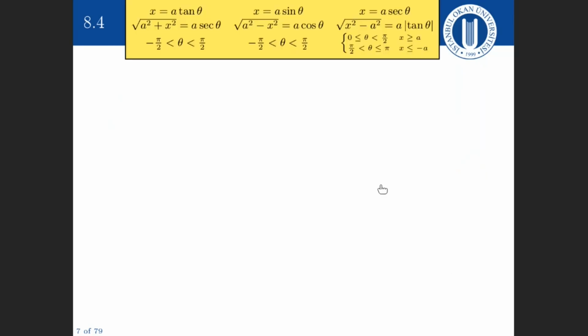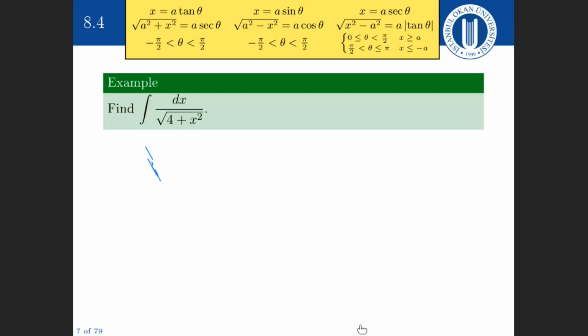So let's just recap what I've talked about. We have these three substitutions that we're going to be using. If we see a square root of a squared plus x squared, we use the left one. If we see square root of a squared minus x squared, we'll use this middle substitution. And if we see square root of x squared minus a squared, we'll be using this substitution on the right. For example, find the integral of dx over the square root of 4 plus x squared.